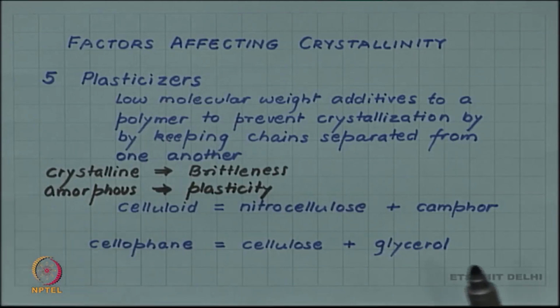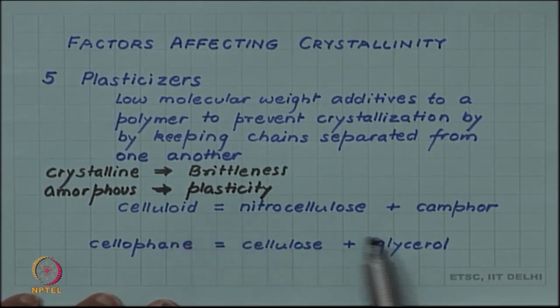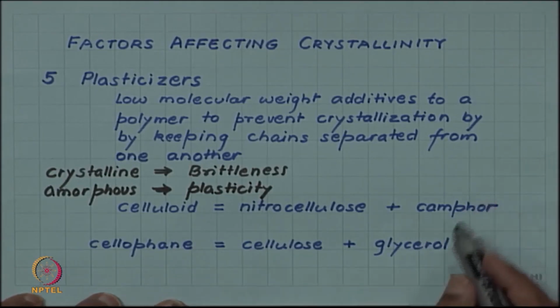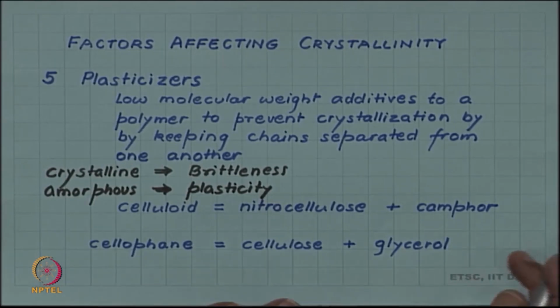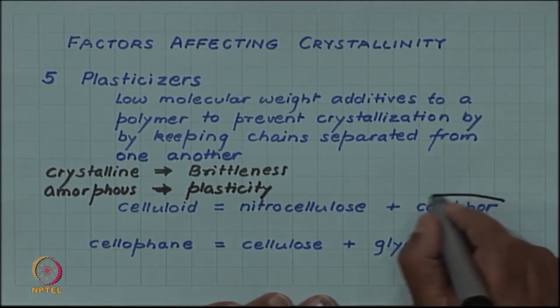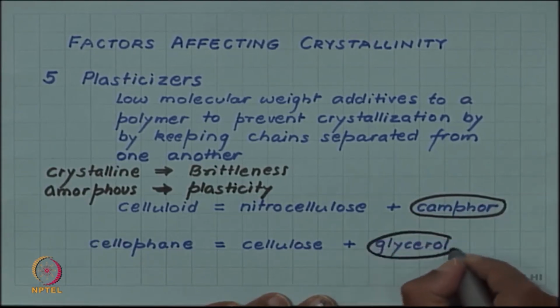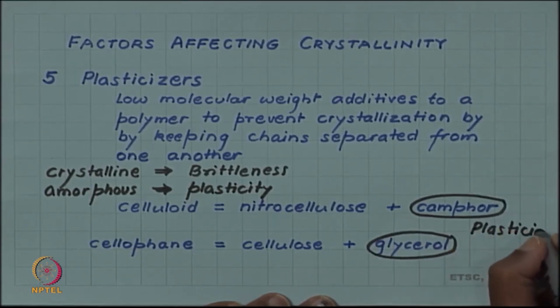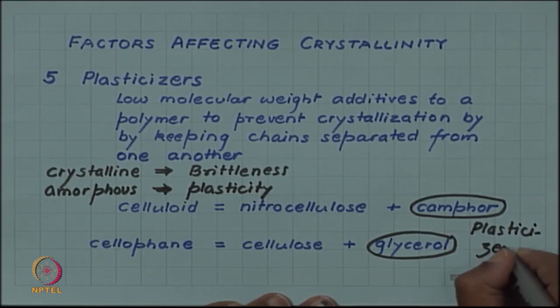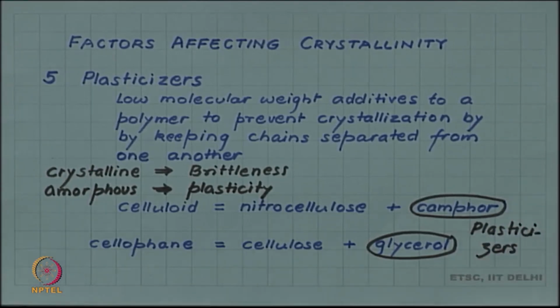Some well known plasticizers and polymers made with them: celluloid has nitrocellulose as its polymer, but camphor is added as a plasticizer. Another polymer, cellophane, has cellulose as its main chain, but glycerol is added as a plasticizer. So, both camphor and glycerol are plasticizers in these polymers, and they promote an amorphous structure.